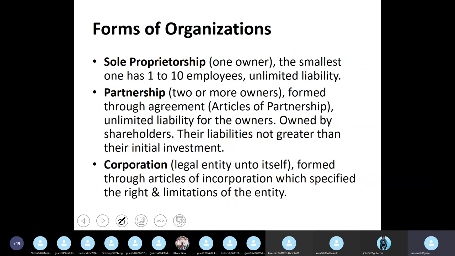Now we go into the forms of organization. There are three forms of organization. One is the sole proprietorship, a kind of company with one owner. It is the smallest kind of company, with one or ten employees, with unlimited liability. The second is the partnership, with two or more owners, formed through agreement. Liability is also unlimited for the owners. In a corporation, owned by shareholders, their liability is not greater than their initial investment.